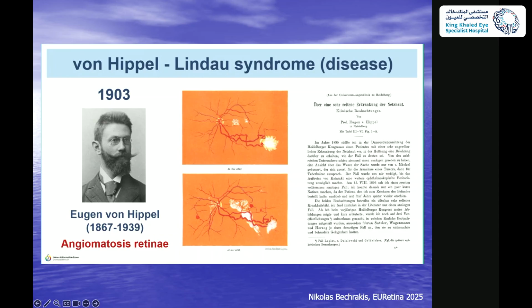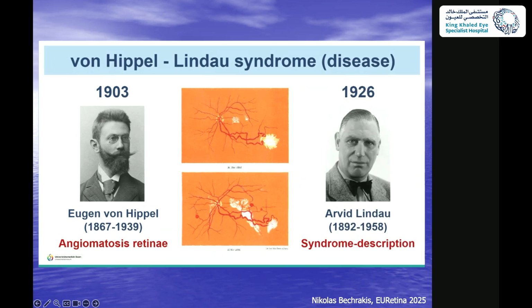So we're going to move on to talk about von Hippel-Lindau syndrome, because that is essentially what this young girl has. It was described by Dr. von Hippel back in 1903 as angiomatosis retinae. Then in 1926, Lindau summarized and described the syndrome. That's why the name von Hippel-Lindau syndrome, as they come together.